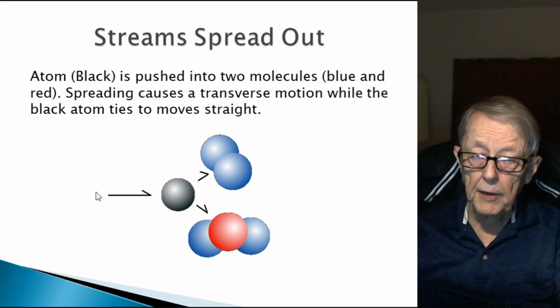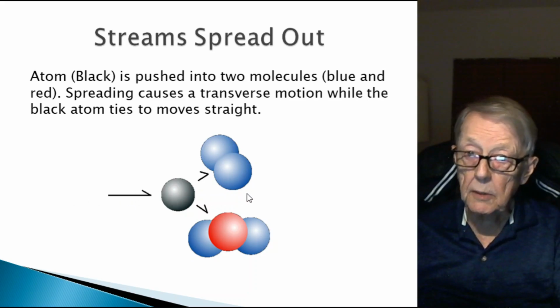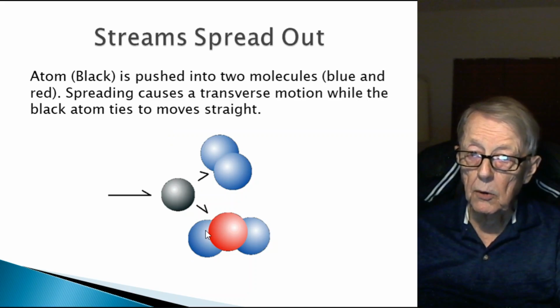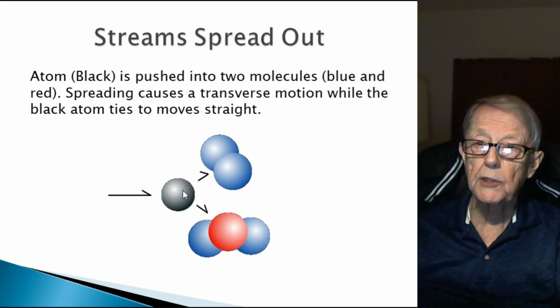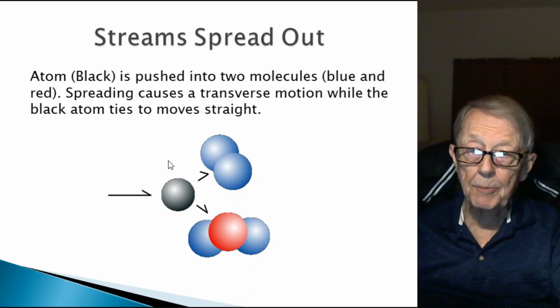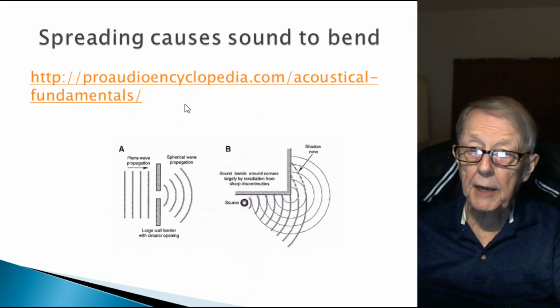You can think of it as if there was a stream, and here's an atom hitting two molecules. The black atom is pushed into the two molecules and causes them to move not in a straight line, but at an angle, in some other direction, which causes a phenomenon called spreading. And it's this spreading that causes sound to bend around corners.